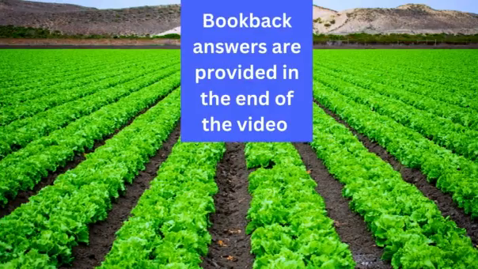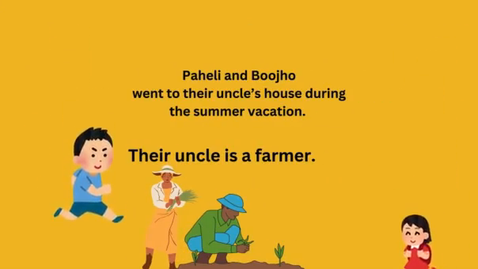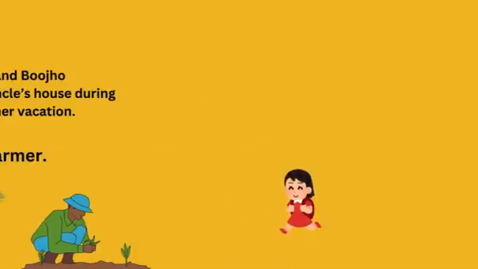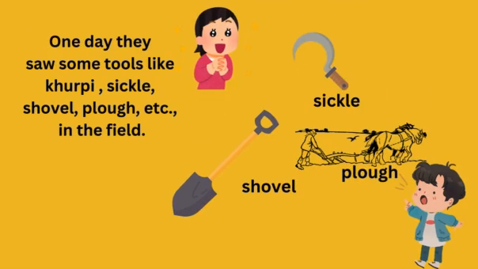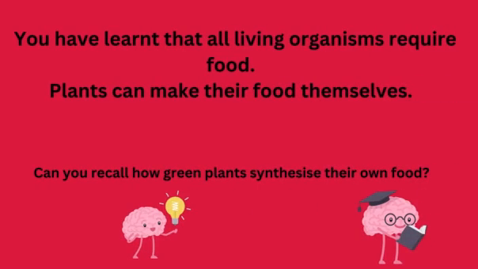Pehli and Bujo went to their uncle's house during summer vacation, and their uncle is a farmer. They both saw some tools which are used for farming, and they wondered how to use these tools and why and where. So they just started to recall all they have learned previously.